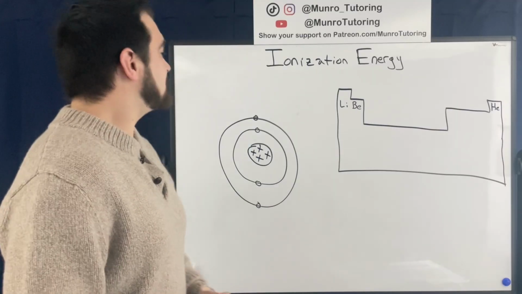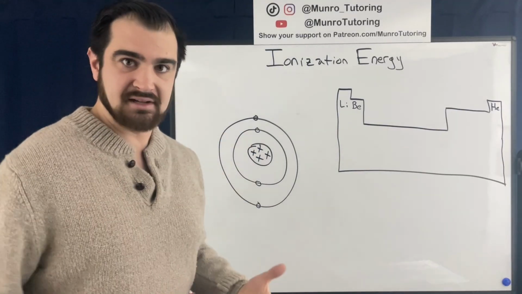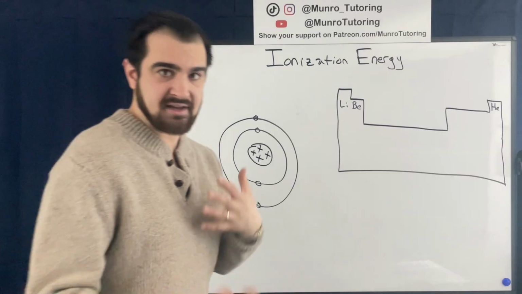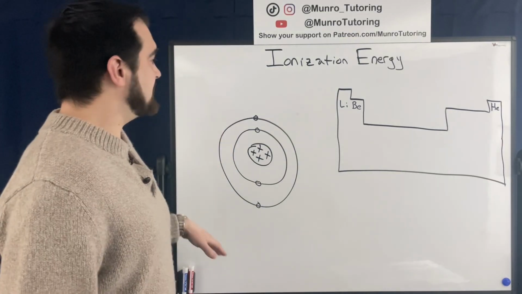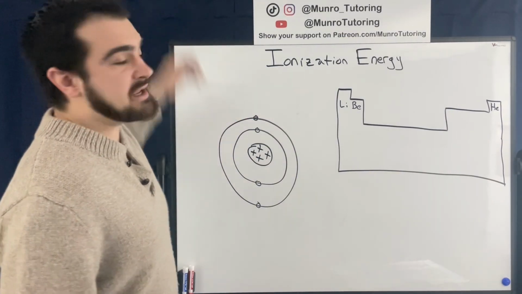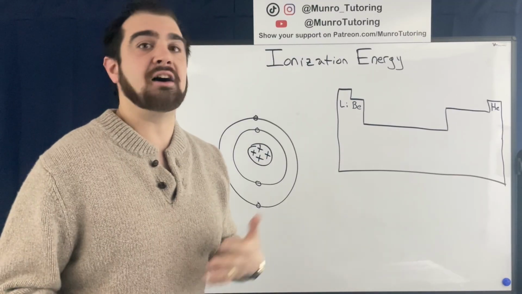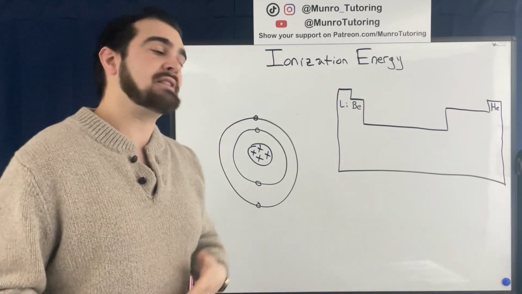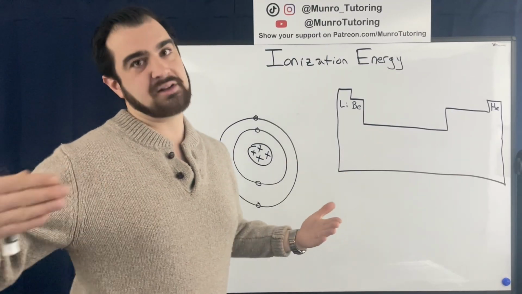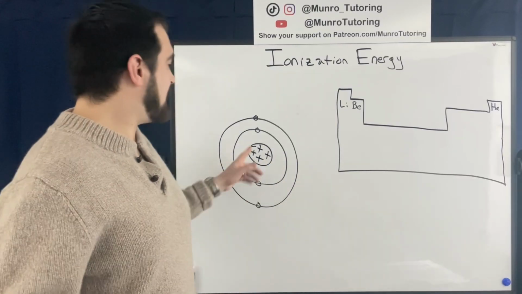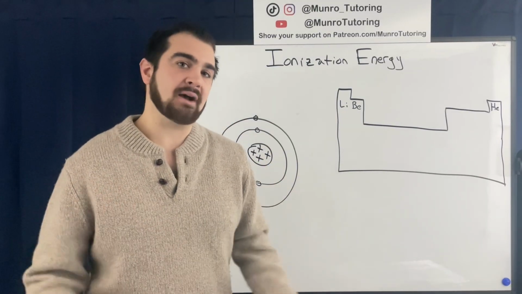And so we have the nucleus is positive. There's 4 protons in the nucleus in the case of beryllium. There's 4 electrons. And if I'm going to rip one of them away, remember, electrons and protons are attracted to each other. Just like the north pole of a magnet and the south pole of a different magnet are attracted, well, positive and negative are attracted as well.